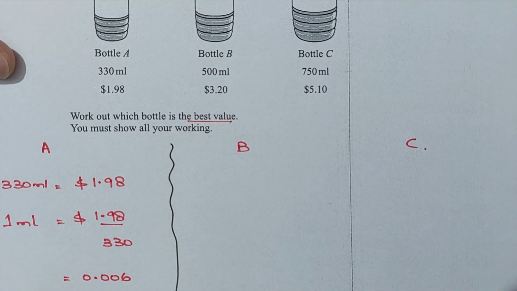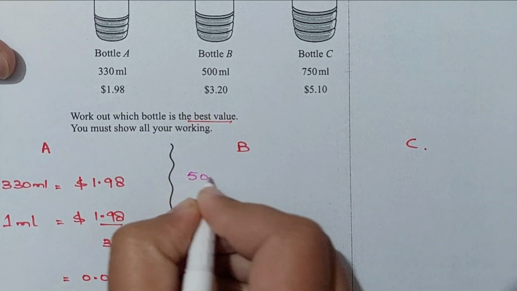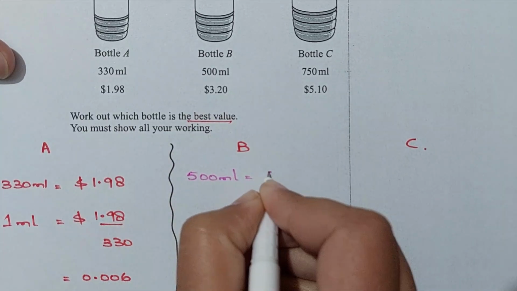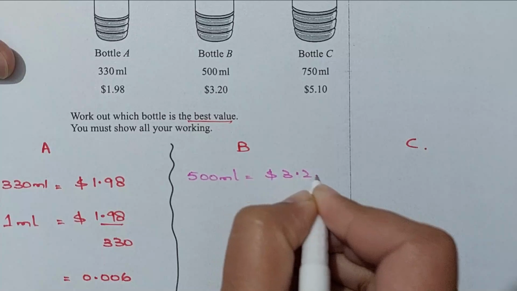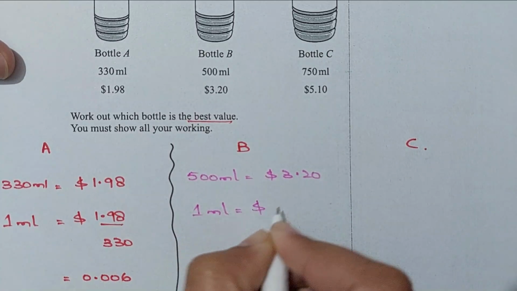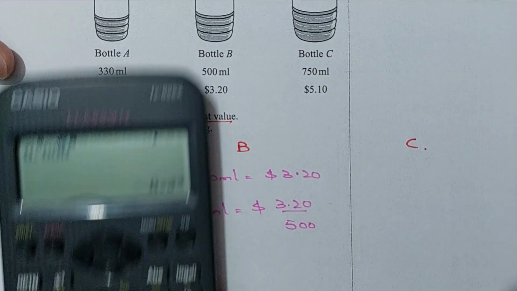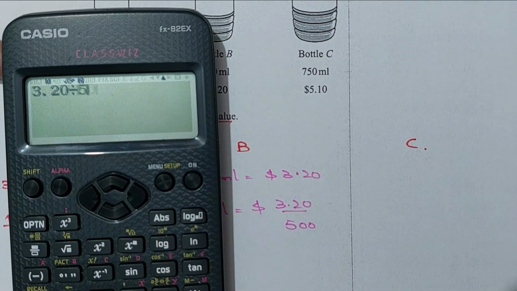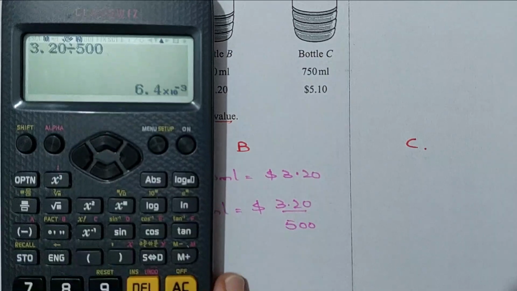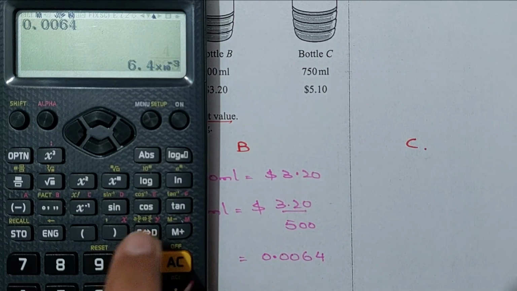For bottle B, we can say for bottle B 500 milliliters, the cost is $3.20. What about the cost of 1 milliliter? 3.20 over 500, 3.20 divided by 500. This would be 6.4, 0.0064.